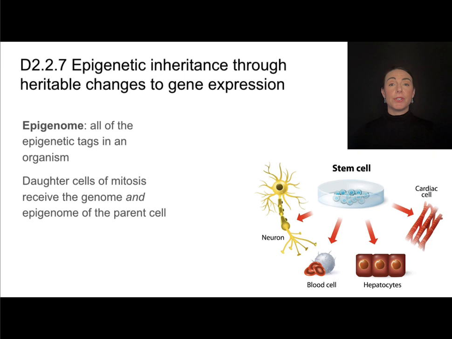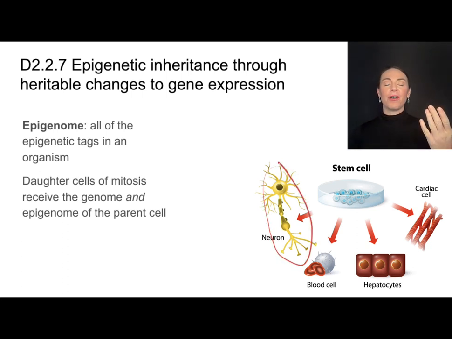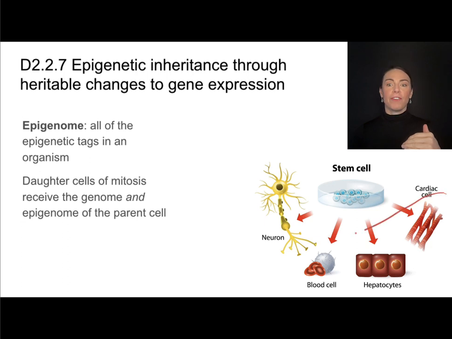In addition to inheriting genomes, cells that are the product of mitosis also inherit the epigenome, which is all of the epigenetic tags in an organism. So what does that mean? What are the implications? Well, let's say this neuron is looking like a neuron because of its epigenetic tags. It is expressing all of the genes for how to look and function like a neuron, and it is silencing all the genes for the functions of the other cells. If this neuron undergoes mitosis, then the daughter cell not only inherits the entire genome, it also inherits the epigenetic tags, so it will automatically look like and function like a neuron.